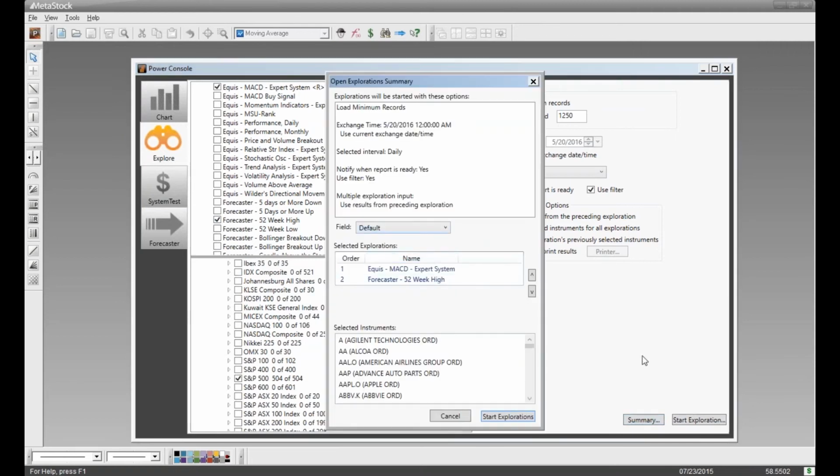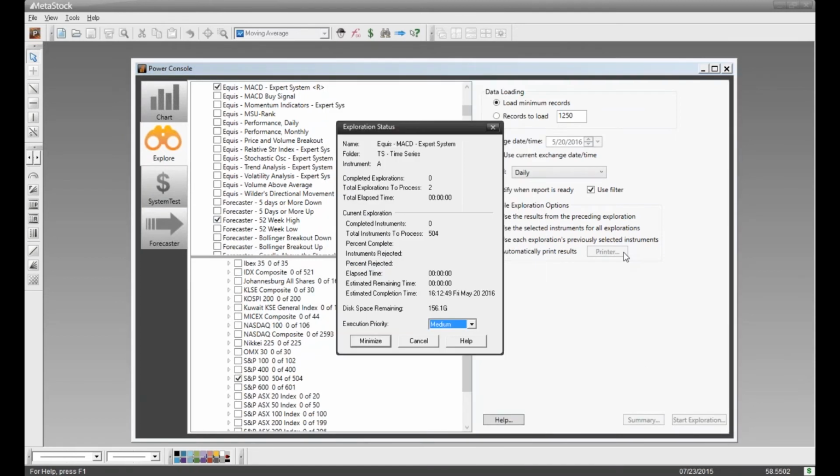Let's see here. So I'm going to go ahead and click on Start Exploration. The first thing that we're doing, as you can see in the window, is running those instruments through the initial MACD expert system. They're about 90% rejected right now. This will take probably about 30 seconds to run.